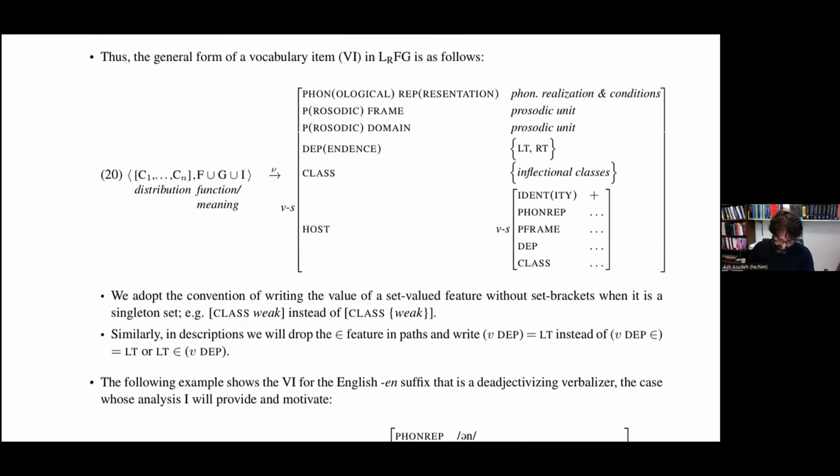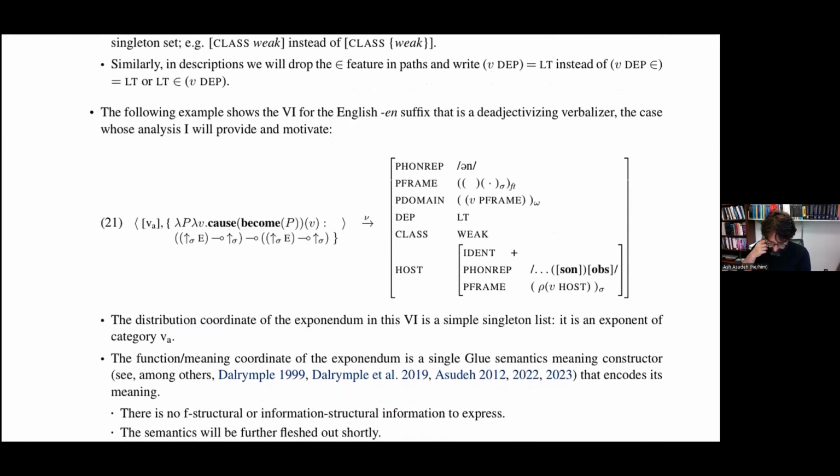Okay, so the following example shows the vocabulary item for the English N suffix that is a deadjectivizing verbalizer. So this would be in words like blacken or soften, right? So its category is just a V sub A, and it has this complex semantics, which means cause to become whatever the property is. So blacken means to cause to become black. Soften means to cause to become soft, and so on. And then it has this very specific kind of V structure, which I'm going to go through systematically next.